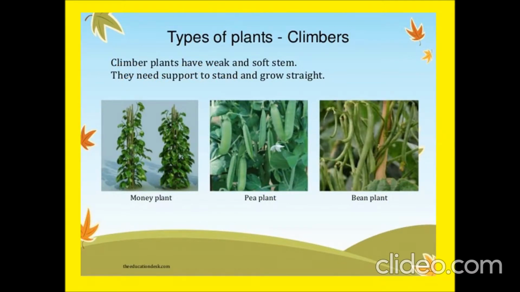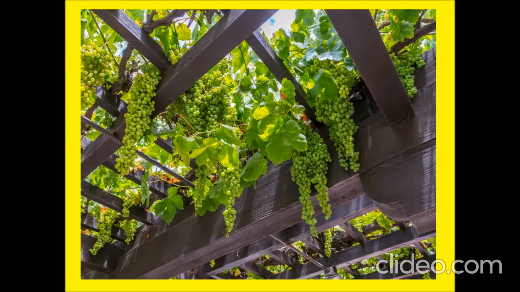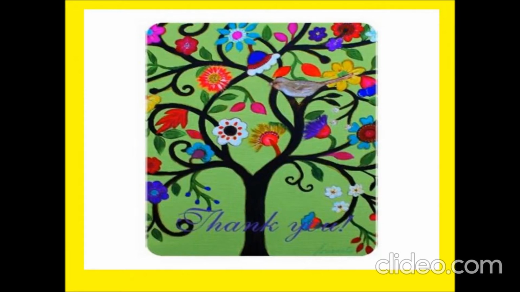Okay, now come to the another example of climbers, that is pea plant. Another example of climbers, bean plant. Then grape plant. Children, these are all the examples of climbers. Now I hope it is very much clear to you all that how many types of plants are there. This video will help you understanding the concept of types of plants.